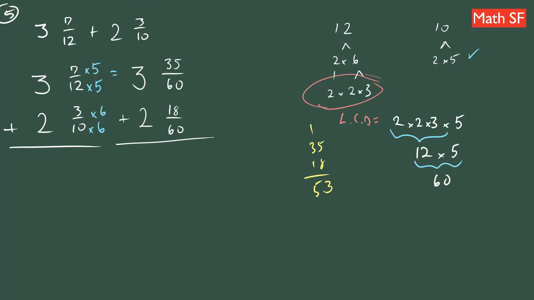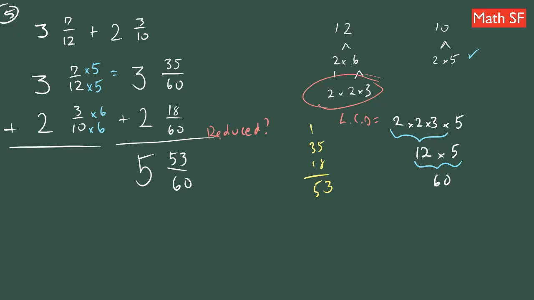So that was 53 over 60. 2 plus 3 is 5. Therefore, your final answer should be 5 and 53 over 60. However, is this reduced to its lowest terms? Have we finished reducing this? Well, recall that this part should not be an improper fraction, and this is not an improper fraction, so far so good. But is this reduced to its lowest terms?